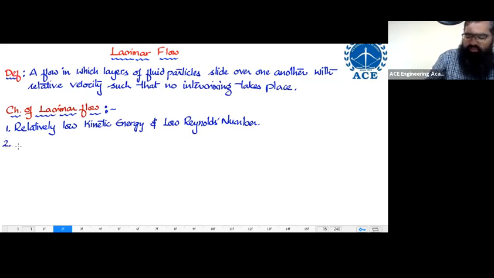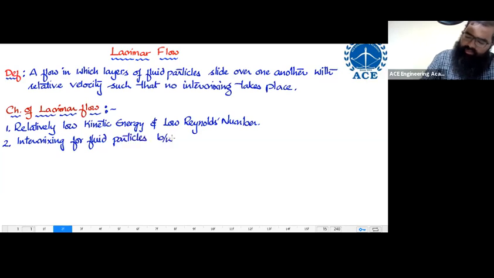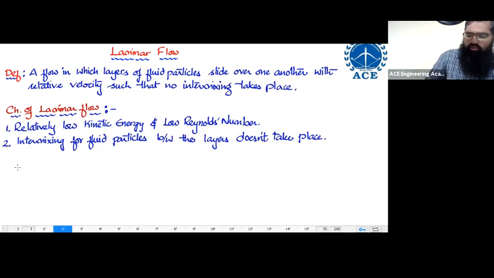Second characteristic. What is the second characteristic of laminar flow? Intermixing of fluid particles between the layers doesn't take place. Intermixing is not going to take place.